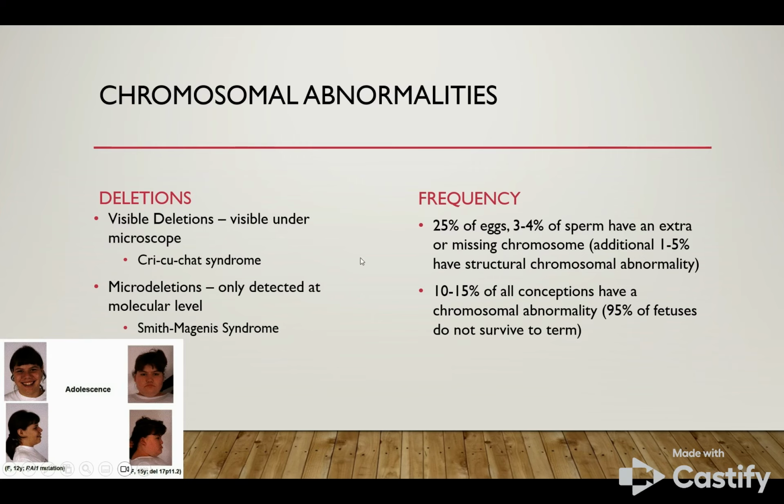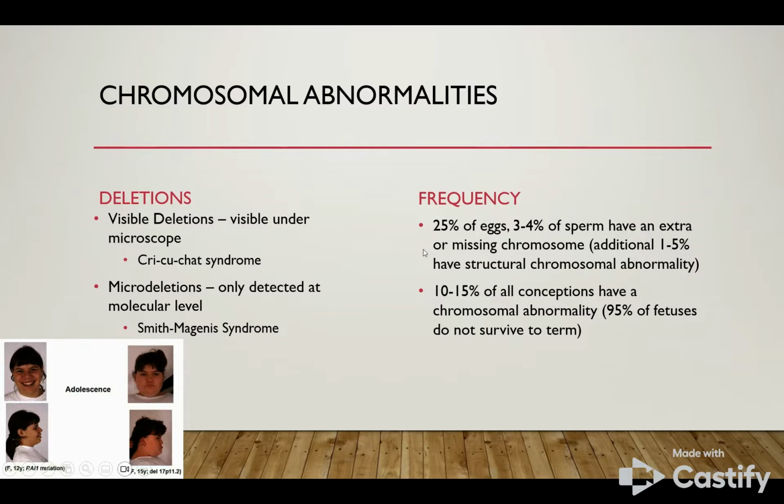Additional ones are deletions. There are chromosomal deletions, whether it's a part or a whole pair. There are visible ones. That means it's visible under a microscope, so they can look at whatever it may be and see that deletion. An example of that is Cri-du-chat syndrome. Microdeletions are only detected at the molecular level. An example of this is shown in this picture of Smith-Magenis syndrome.